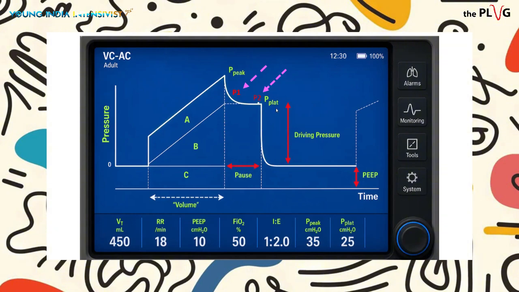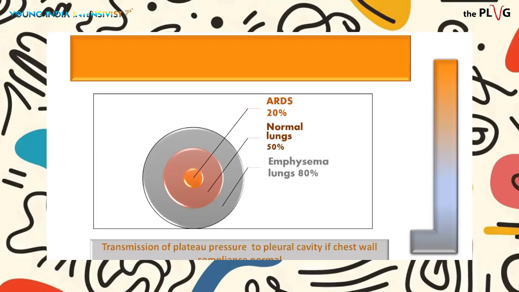Then we have this P plat, and in ARDS we like to keep P plat less than 30. The difference between P plat here and PEEP here is known as driving pressure. Driving pressure we like to keep less than 15 as per the Amato study, but it is not that we can keep it as low as possible, as some literature suggests. If you go less than 10, then you can get atelectatic trauma. So it is between 15 and 10 that we like to keep the driving pressure.